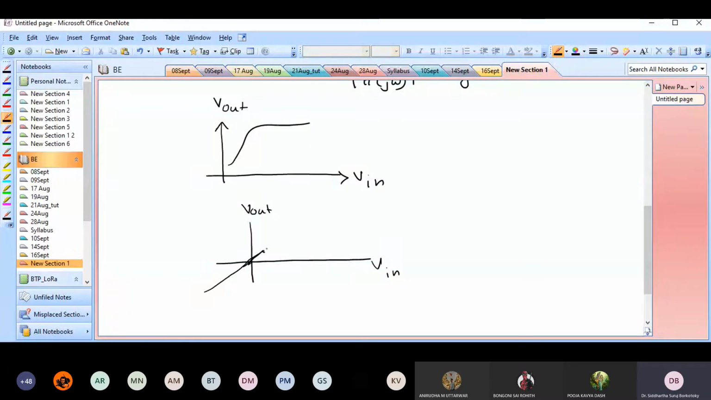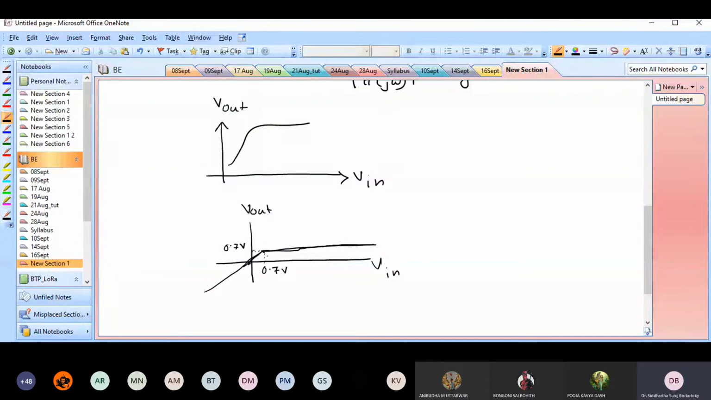This point should cross the origin. 0.7 volts. So if I see this transfer characteristic, then I can readily say that this is a clipper. Why? Because if my V in is below 0.7 volts, so this is 0.7, and this is 0.7. So what I'm saying is that this is a clipper with a diode that has a barrier potential of 0.7 volts. How can I say that?